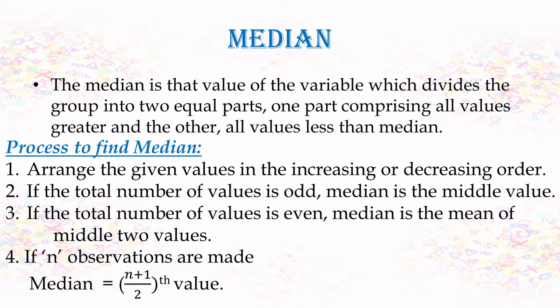Say for suppose if I have 5 values in my data, then after arranging the values in ascending order, the third value would be the median. In case I have 6 values, then I should take the average of the third and fourth value. Median would be equal to the average of the third and fourth value. So let us see this with the help of a few examples.